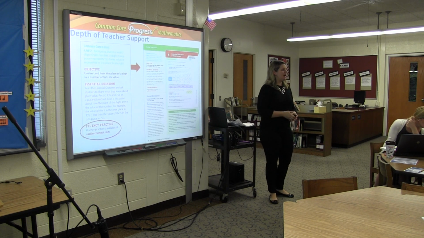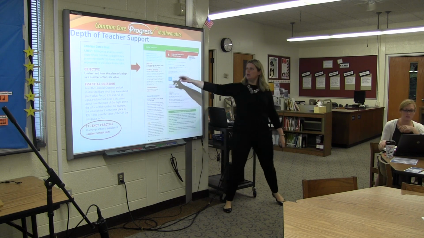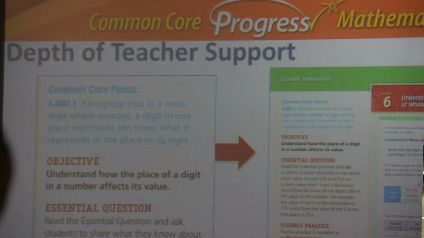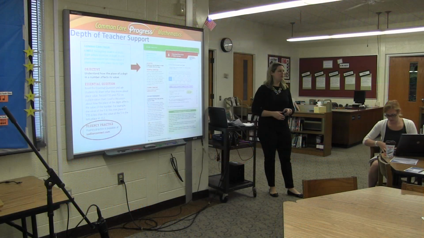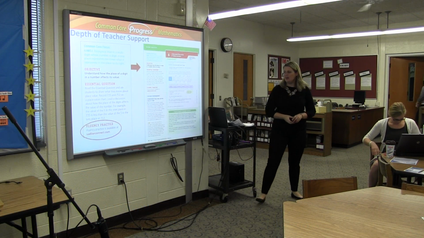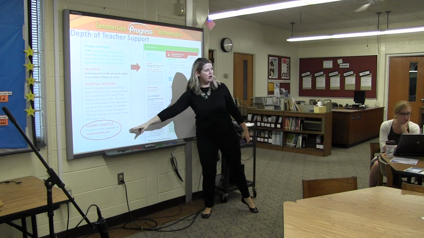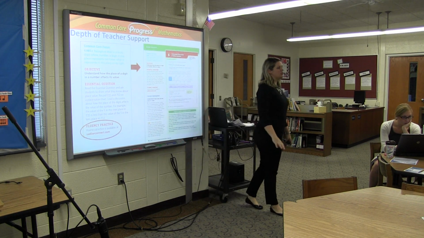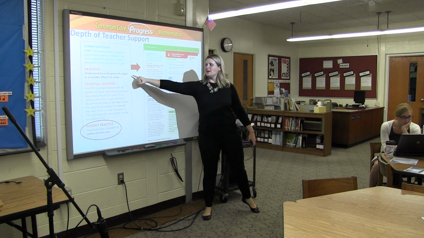In regards to actually teaching the lesson, you'll see this yellow box. What this is doing is talking about what your Common Core focus is. It's talking about your objective. It gives you some speaking points on that essential question. And then it refers you to fluency practice. So there are two things that I want to talk about. The first is the objective.